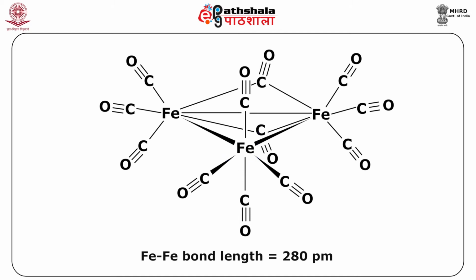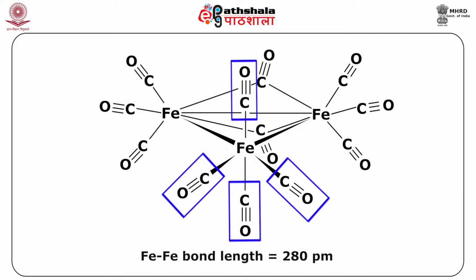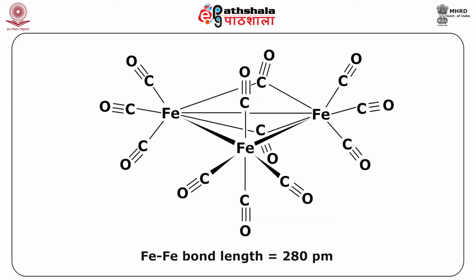The third iron atom is attached to 4 terminal carbonyl groups and no bridging carbonyl group. So, let us understand this structure again in detail. Look at the structure here. You can notice these are the 3 iron atoms, and out of these 3 iron atoms, these 2 iron atoms are having similar structure. How?